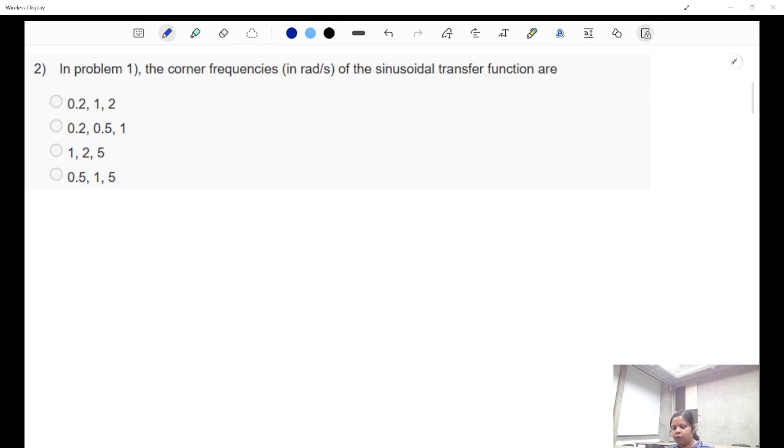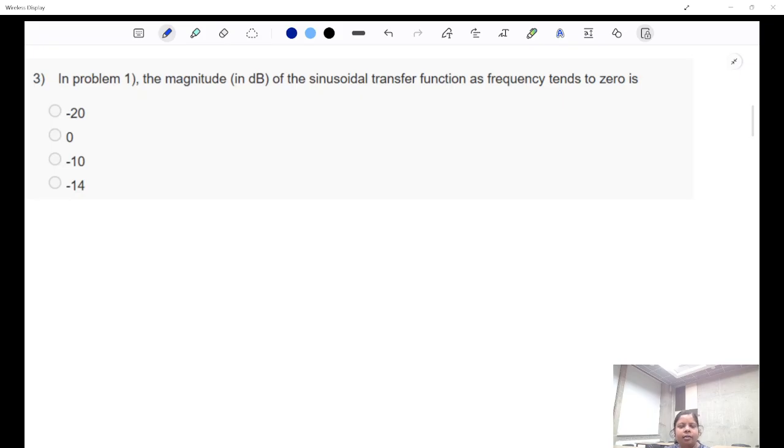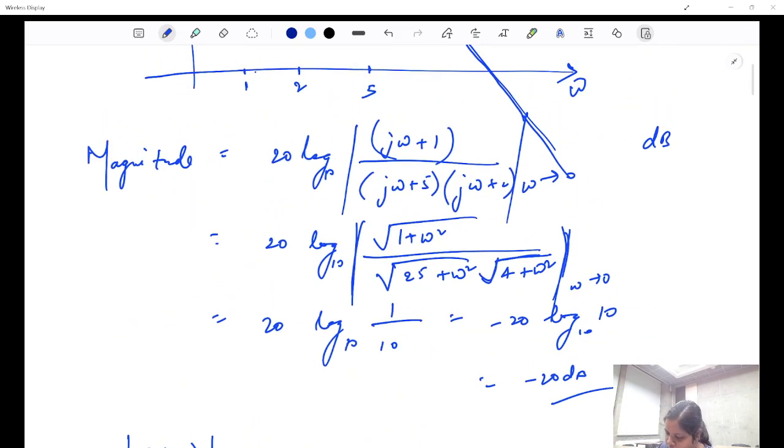So that is why we have got this. Okay, let's move to the next question. It's the same question. The corner frequencies of the sinusoidal transfer function are, we already calculated it to be 1, 2 and 5. So I hope there is no confusion here. This is also something that we already calculated: the magnitude in dB of the sinusoidal transfer function as frequency tends to 0 is what? It is minus 20 dB, this is the calculation. I'll put it there also for reference.